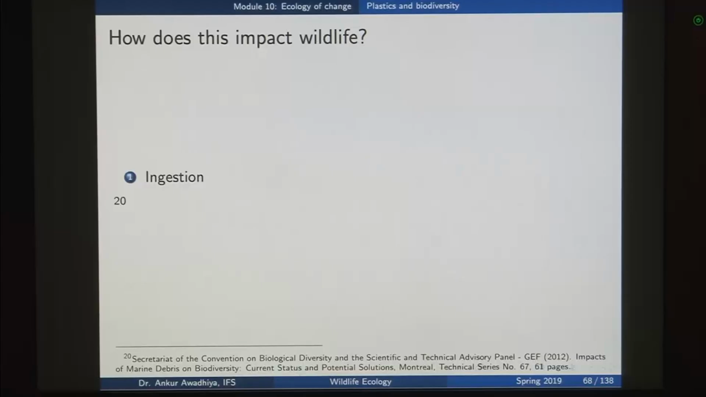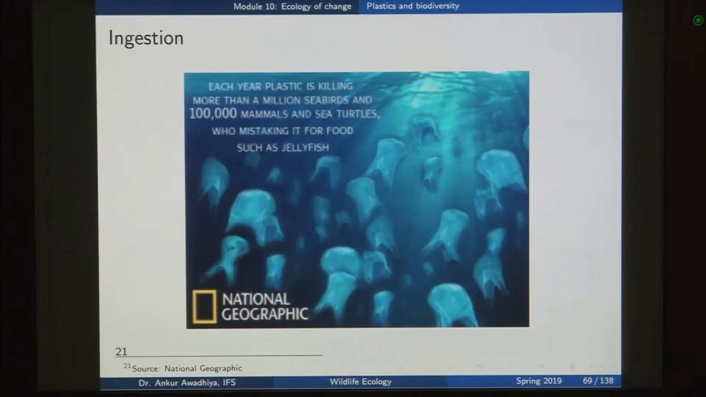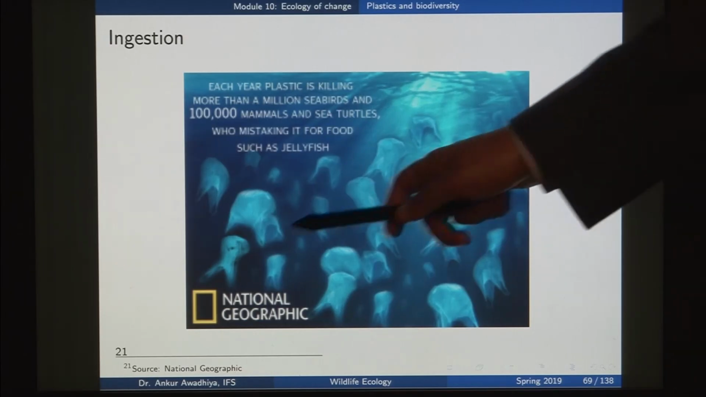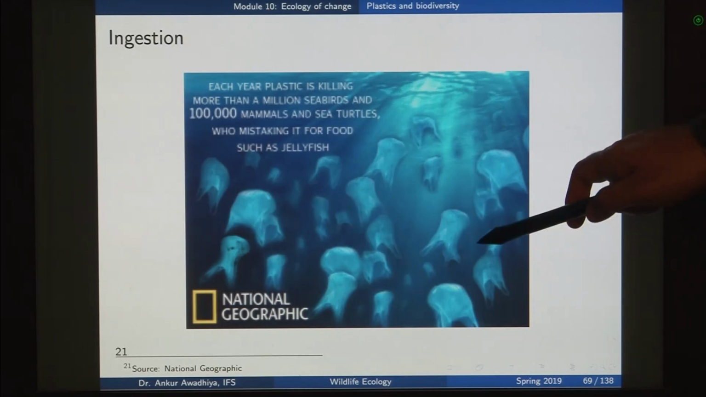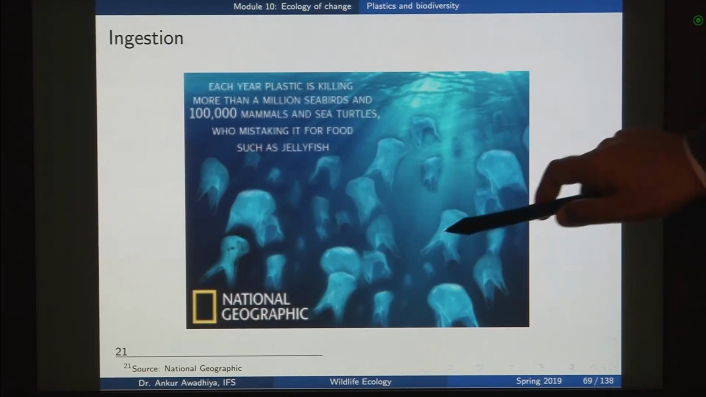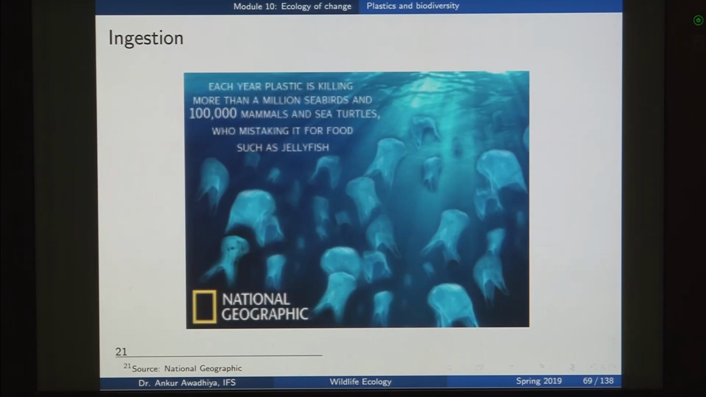There are a number of things that happen. First is ingestion. Ingestion is eating. If you look at these plastic bags, these are all polythene bags, and they are put into water. We can see that these are polythene bags because we can see these handles, but to an animal that is living in the water, they might look like jellyfishes, and so these animals might try to eat these plastic bags. In that way the plastics are getting eaten up by the animals.